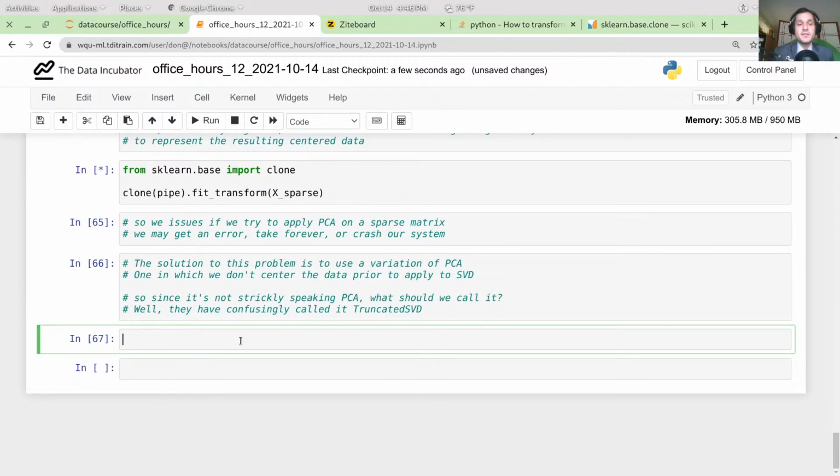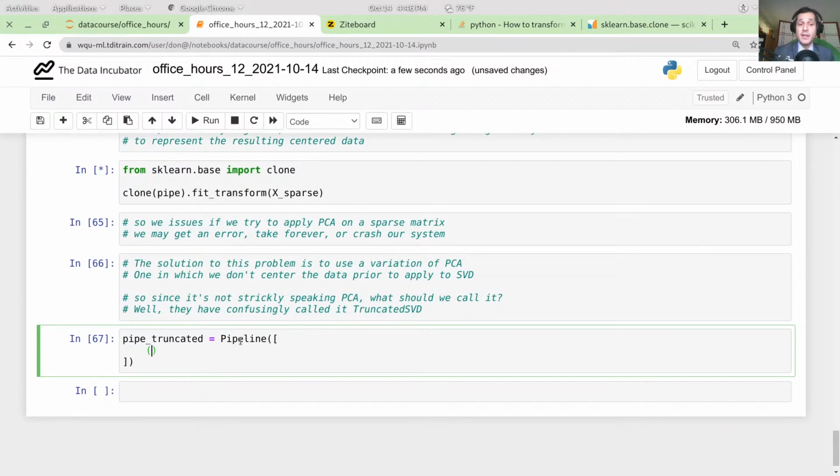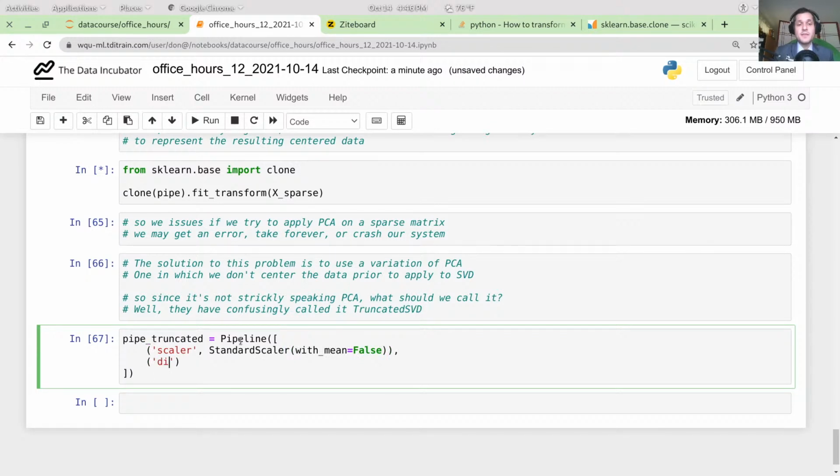So out of completeness, we will implement this. So I say pipe truncated. And I'm going to scale my data. So my scaler, standard scaler. Got to make sure I say with mean false. And then I have my dimred.